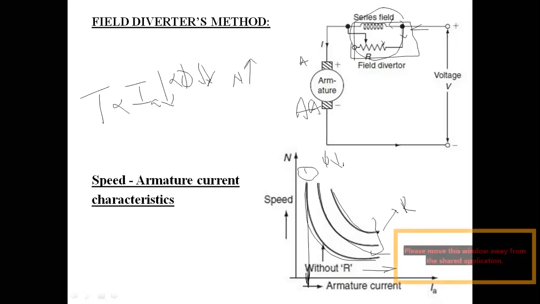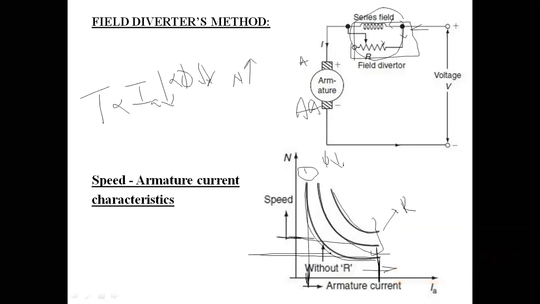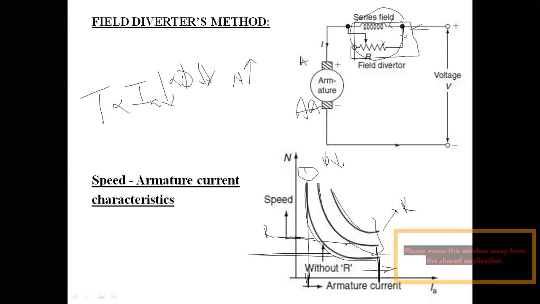Because the speed is going to be increased. At this point, at the maximum level without R, at the starting we get the maximum speed, and as we keep increasing the armature current, the speed decreases. That is the basic thing that happens in every motor. But by connecting a resistor, you get a speed which is more than without the resistor. We are diverting the current, which means we are decreasing the flux.